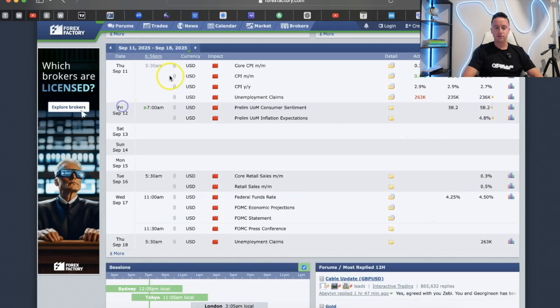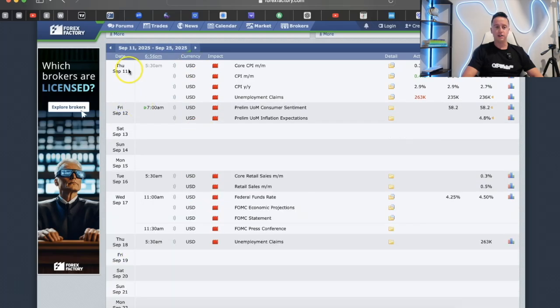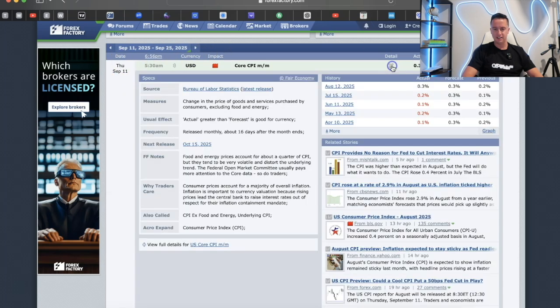You're going to click More, so you can expand this right here. You can even click More again if you want. And you can see once again the date, time, currency, impact. There are details in this folder. Sometimes it will tell you the usual effect. Actual greater than forecast is good for currency. So if it's saying that it's good for the currency, that means that it's most likely going to push it up, this specific news event right here.